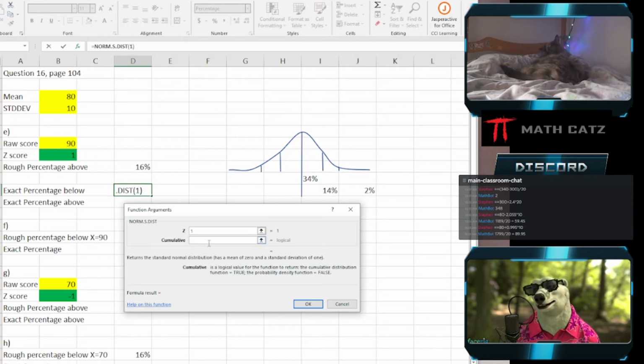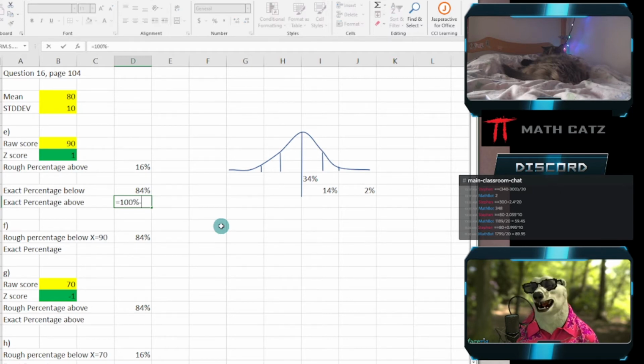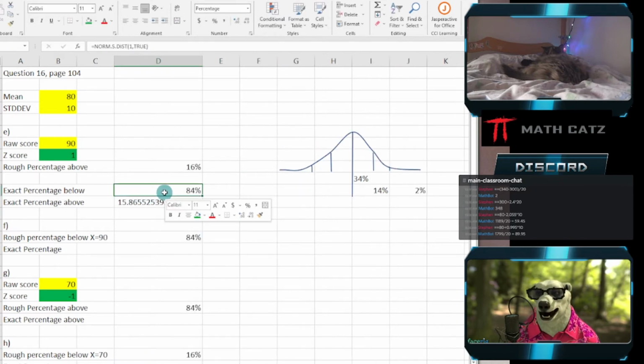Cumulative will always be true, because we want to have it sweep all the way to this line. And it's only going to be able to do from the left up to a point. So it's only going to be able to do below, but it's really not a big deal. Below is what I need to calculate. In this case, above is the one they're looking for. I can then simply say, okay, it's 100% take away this one.